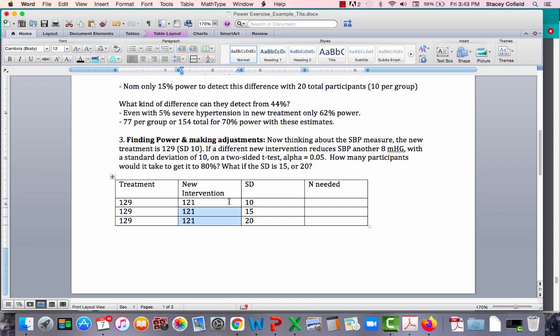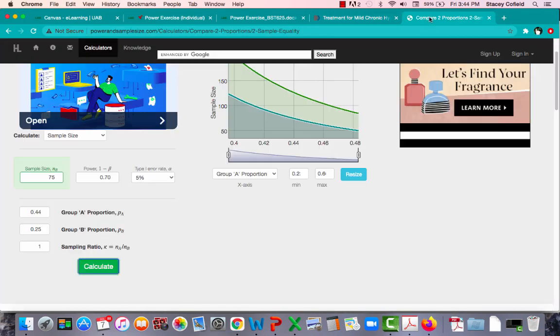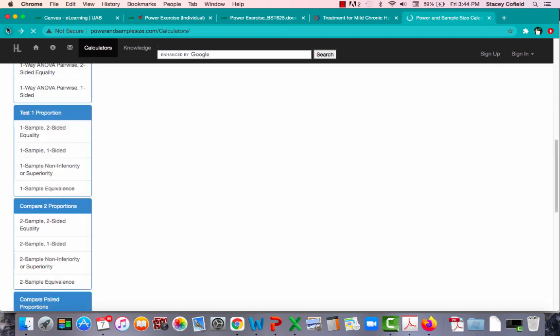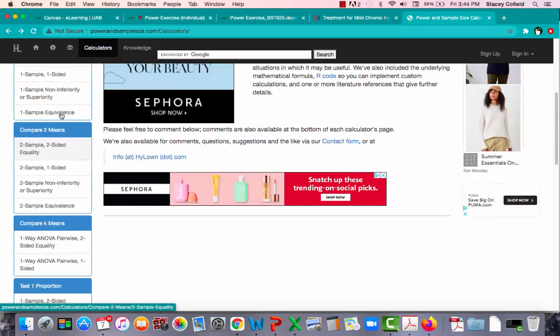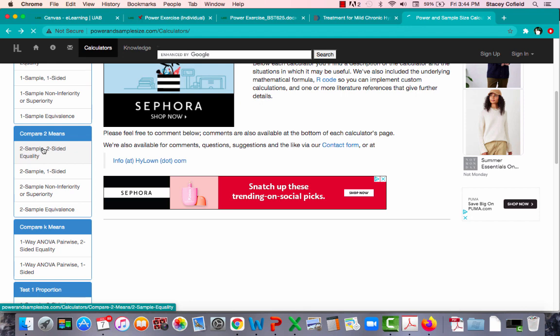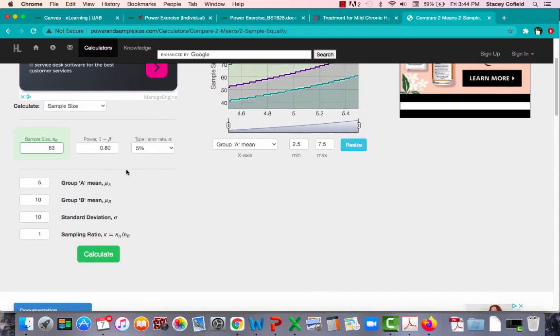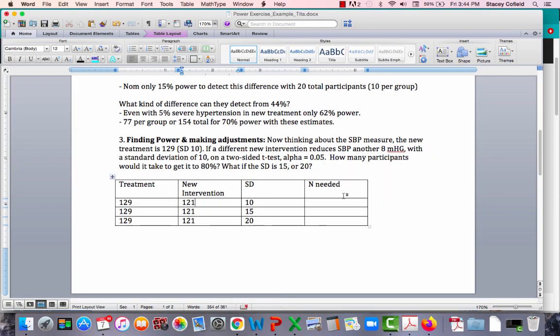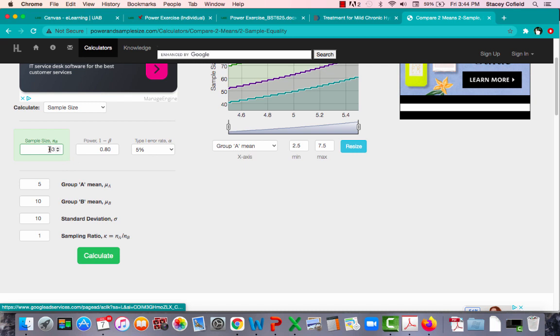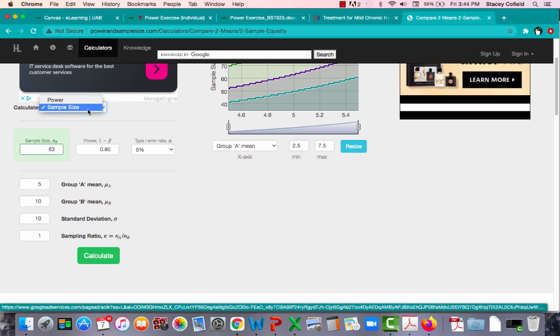So we're going to hold those changes steady. I'm not going to change those, and we're just going to play around with standard deviation. So going back to powerandsamplesize.com, we're going to go back up to two means, two-sided equality. And it's going to do a similar thing here. Now we are looking for the N needed, and we've got our power fixed at 80%, and an alpha of 0.05.